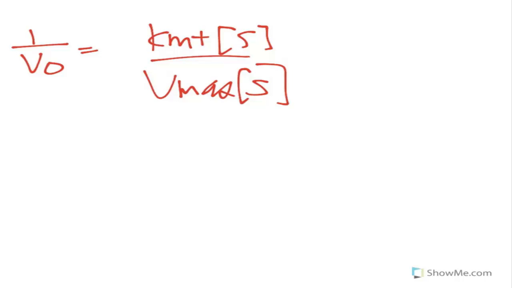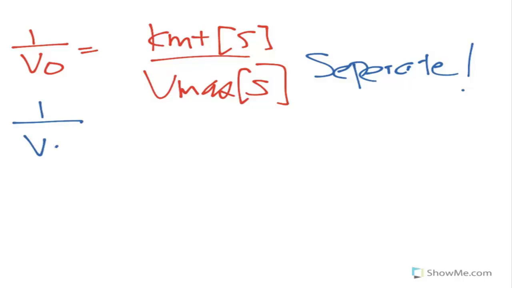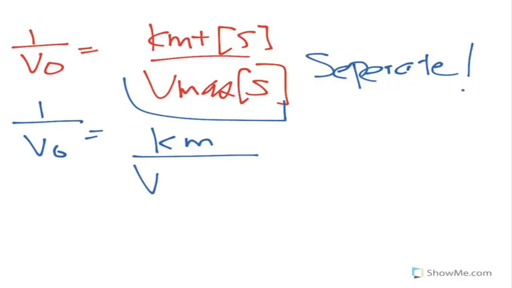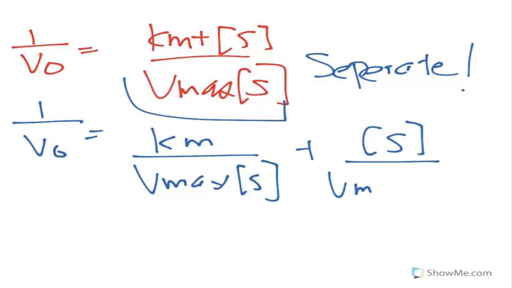Once you have done this, we are going to separate this into two different terms. So the next step is to separate. Your 1 over V0 is still the same. Now you separate this whole term, so it becomes Km over Vmax S plus S over Vmax S. Now you can see the S terms cancel each other out because they're in product form. So now we have 1 here.